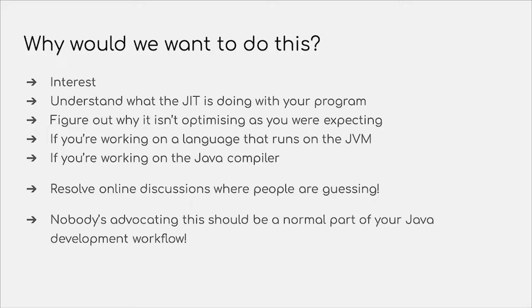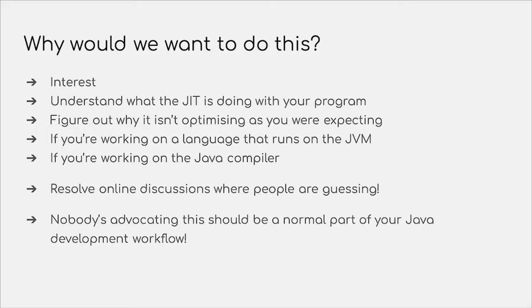If you're trying to get a particular sort of performance out of your program, you may want to understand why the JIT compiler is doing what it is in order to get the best out of it. Perhaps you're working on a language that runs on top of the JVM. So for example, I work on TruffleRuby, which is a Ruby implementation, but it runs on the JVM, which is why I'm speaking in a JVM track at a conference.